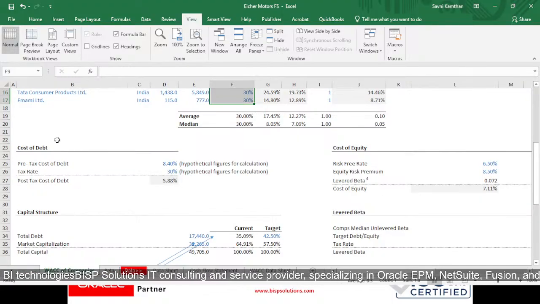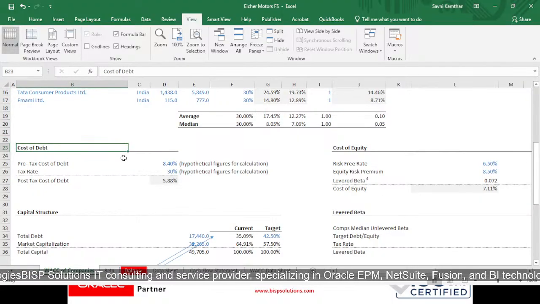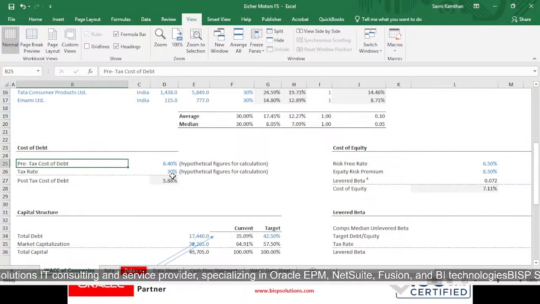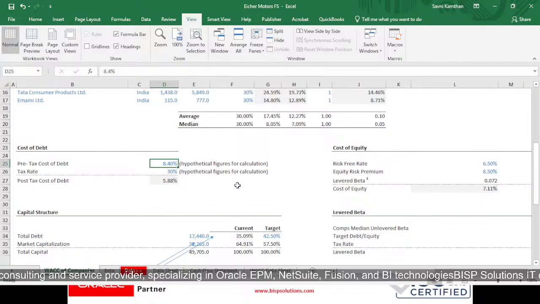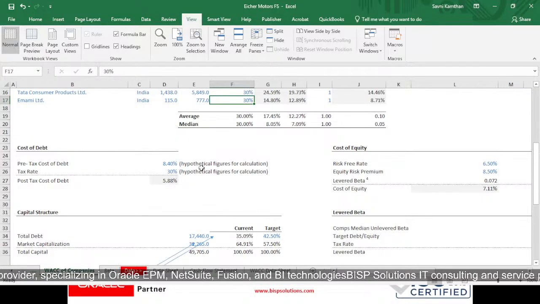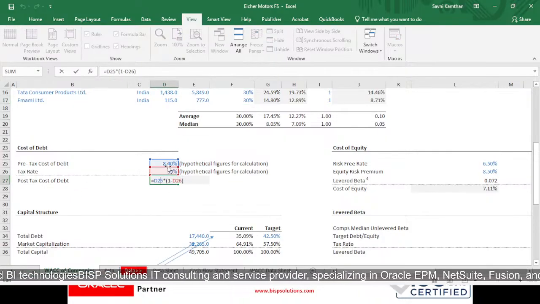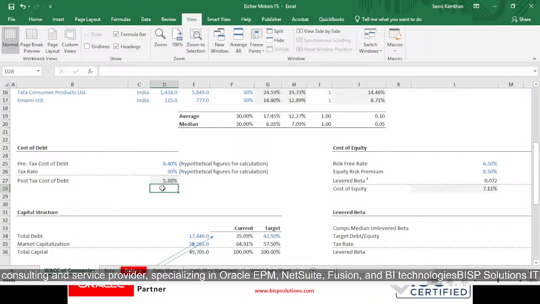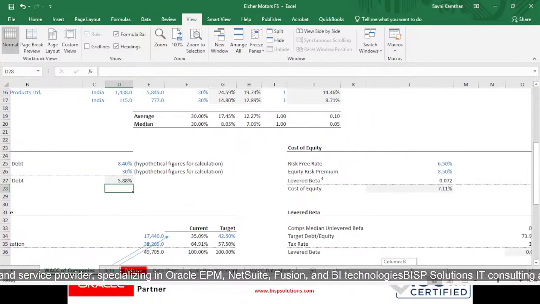Then coming down, if I want to calculate my cost of debt, okay, so I have taken pre-tax cost of debt as 8.40% as a hypothetical figure, and my tax rate is already 30%, which is also a hypothetical situation, or we can say it is already taken by every company who are working in long run, right? So if I calculate my post-tax cost of debt, how I will be doing, I will be multiplying my pre-tax cost of debt by 1 minus my tax rate. So I will be getting my post-tax cost of debt as 5.88%, right?